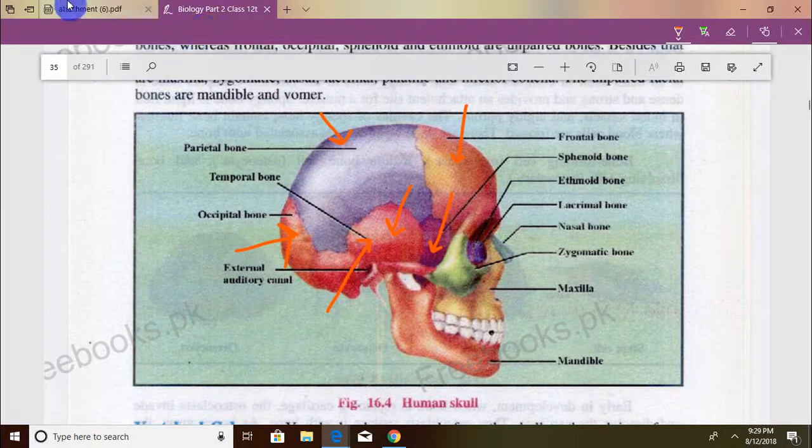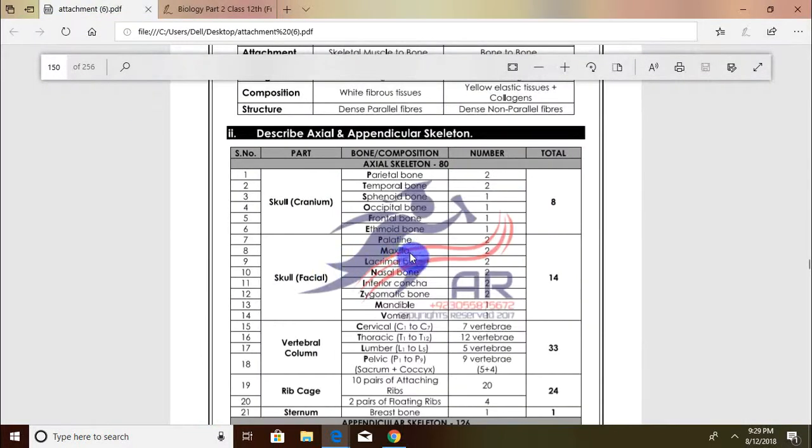So we have the palatine, 2 of these, maxilla, 2 of these, lacrimal, 2 of these, nasal, 2 of these, inferior concha, 2 of these, zygomatic, 2 of these, 1 mandible and 1 vomer, in total 14.